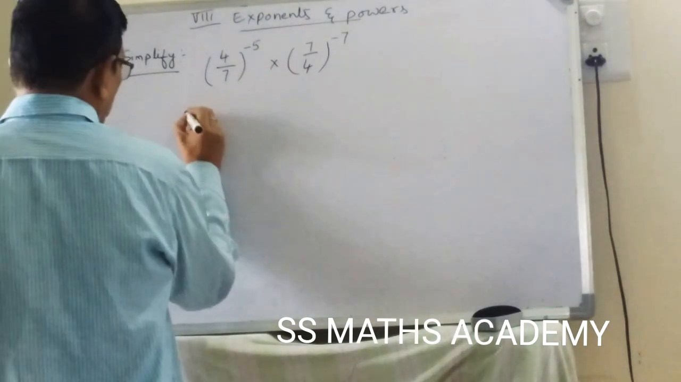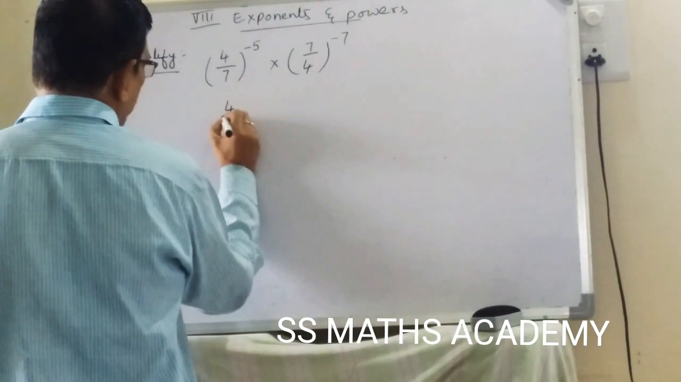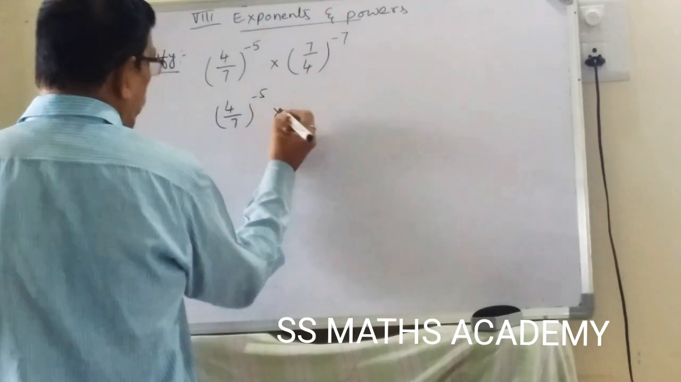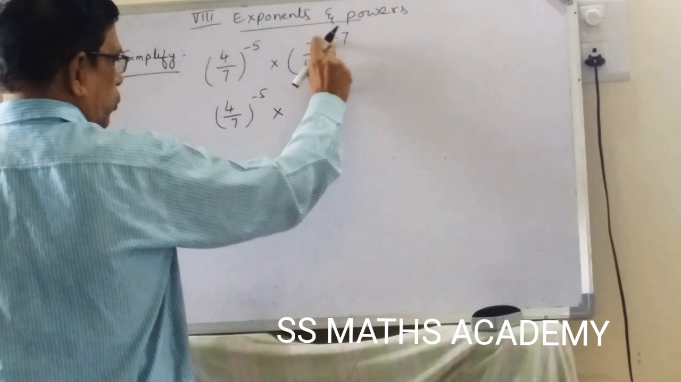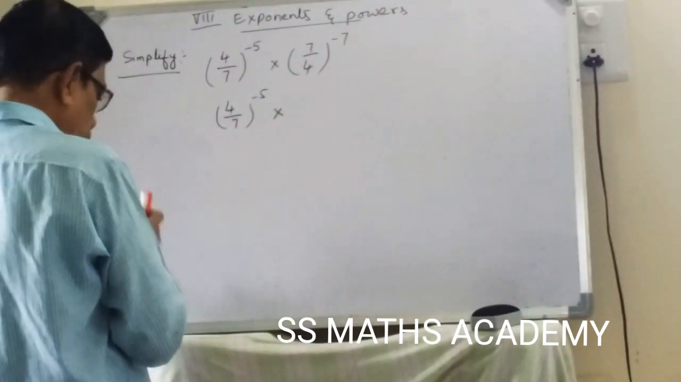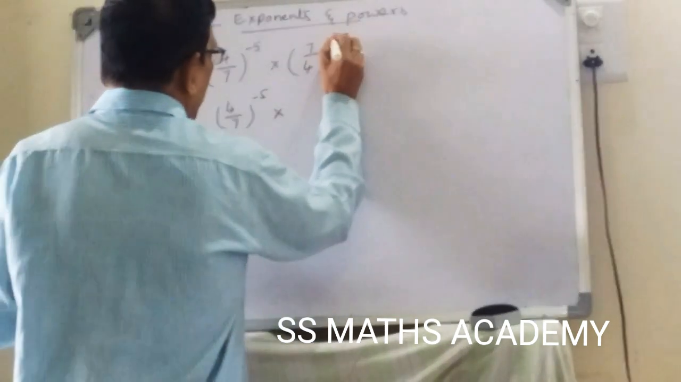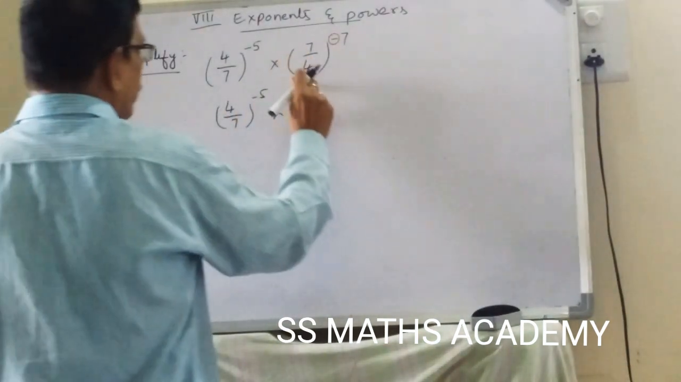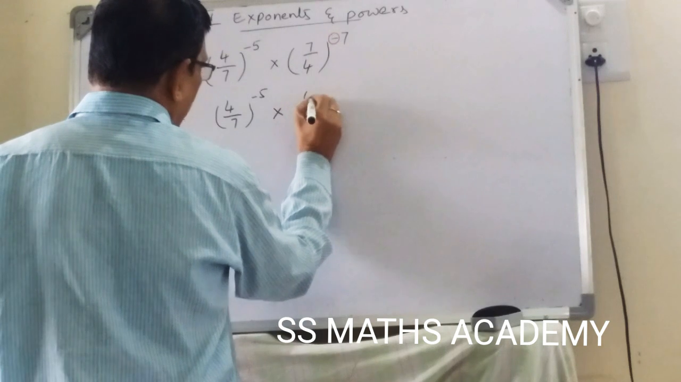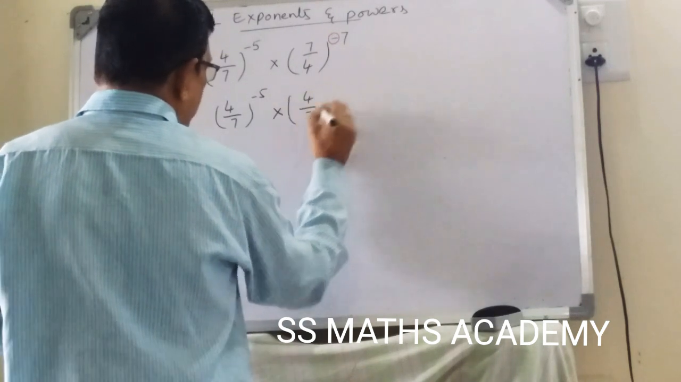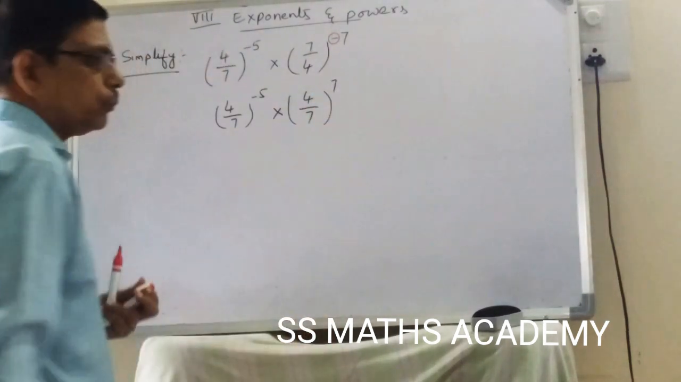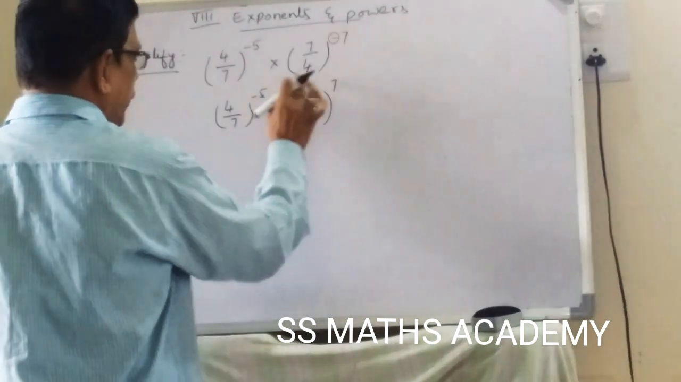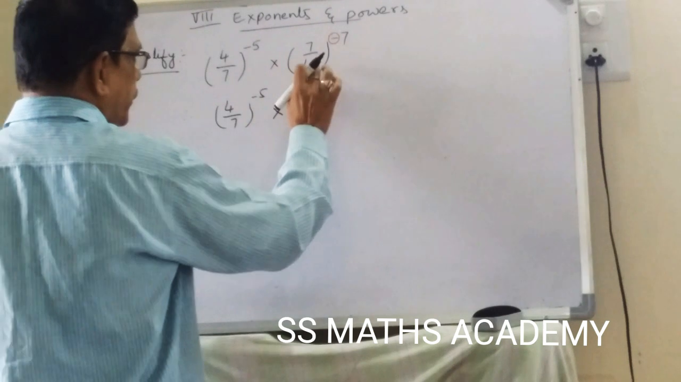So what we have to do is write this as it is, (4/7) to the power of -5 into... if we remove this minus symbol, then this (7/4) to the power of -7 we can write like this: (4/7) to the power of 7. Is it clear to all of you? The simple technique is how to make the bases equal. We can make the bases equal.